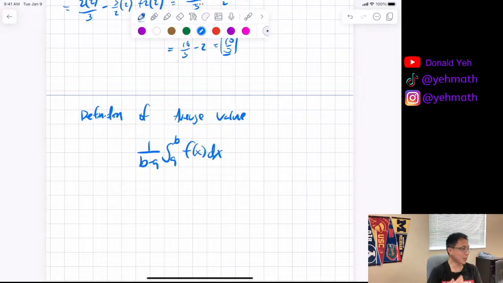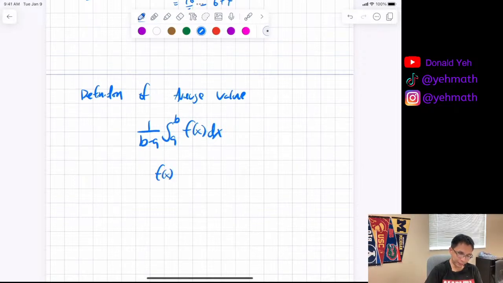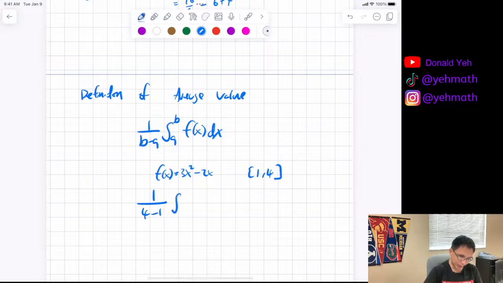So if I were to ask you the average value of something, for example, if I have f of x equal to 3x squared minus 2x between 0 and 2, or 0 to 4, sorry. Actually, let me do 1 to 4. If I were to say average value, basically you're just going to do 1 over 4 minus 1, integration of 1 to 4 of 3x squared minus 2x dx.